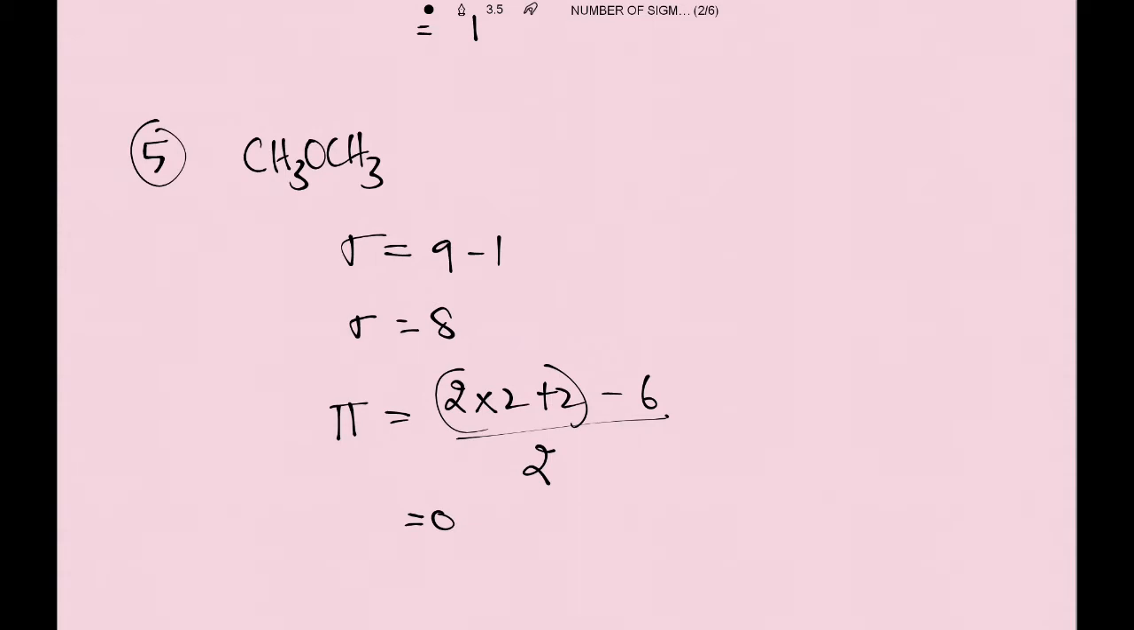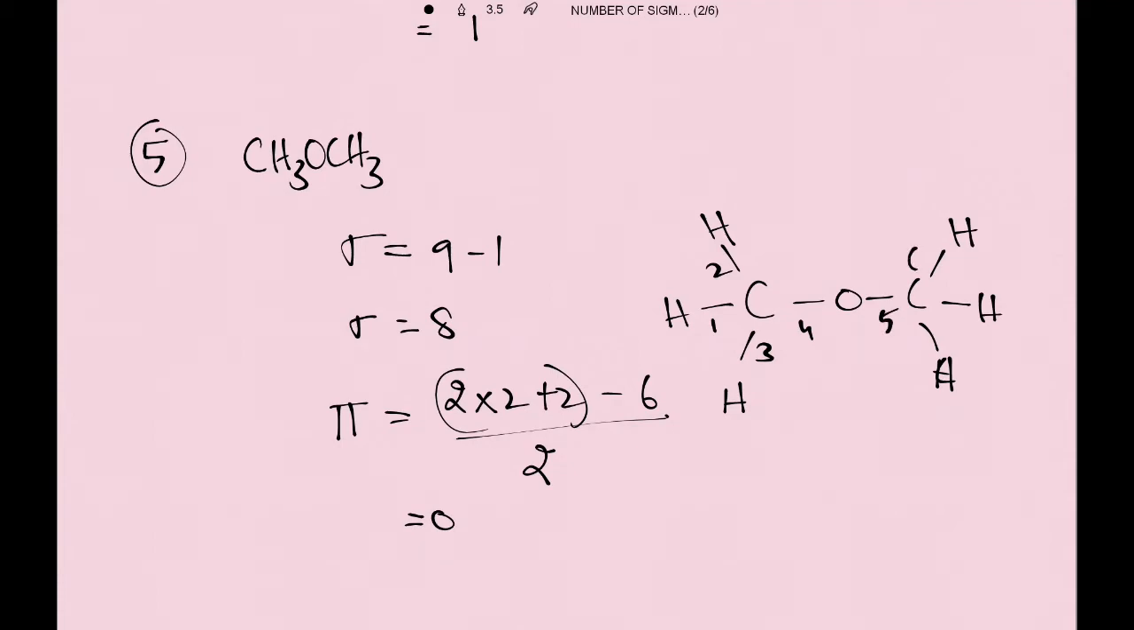You can observe this one by drawing the structure also. This is the structure of the dimethyl ether. So here we are having 8 sigma bonds: 1, 2, 3, 4, 5, 6, 7, 8.